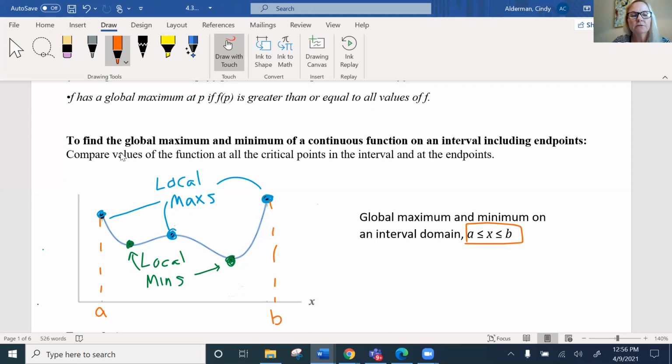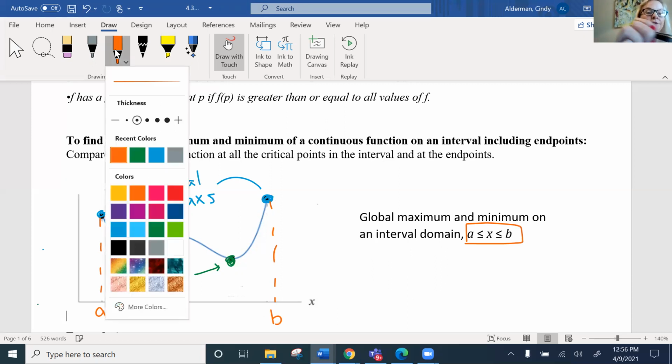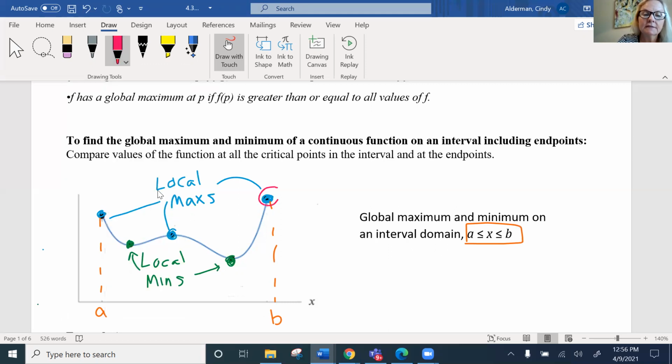So we already know what local maxes look like. Now, if we're looking for a global max, we're looking for the highest point on the whole graph. So the highest point on the whole graph is this point, right? So this would be a global max. And the lowest point on the whole graph would be here. So notice that that's called a local minimum, but it's also the global minimum.